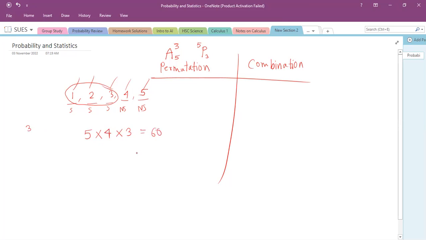This is the permutation. And for combination, let's say we first take the first number, which can be taken 5 different ways, the second number 4 different ways, and the third number 3 different ways. So here in combination, the order doesn't matter.